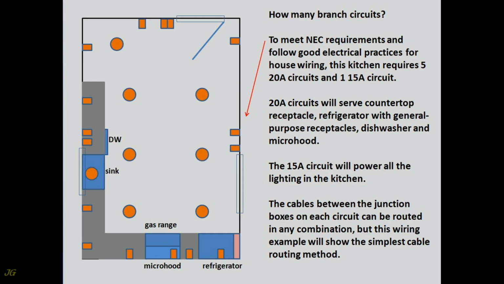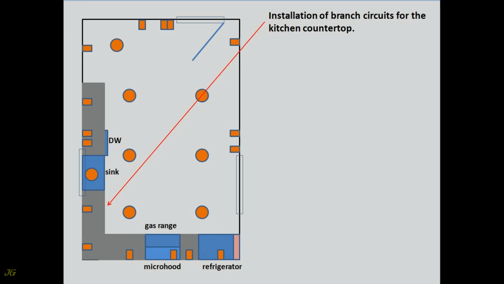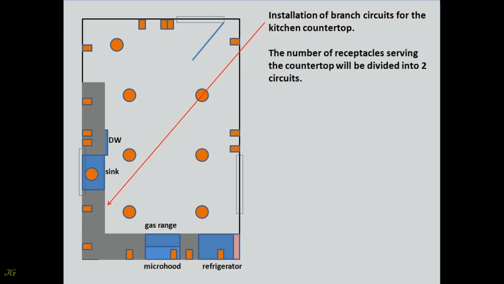The cables between the junction boxes on each circuit can be routed in any combination, but this wiring example will show the simplest cable routing method. Installation of branch circuits for the kitchen countertop. The number of receptacles serving the countertop will be divided into 2 circuits.